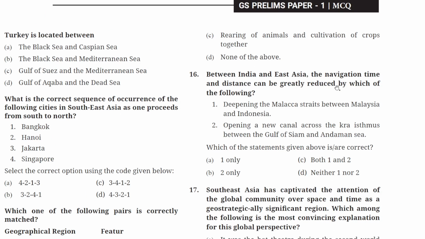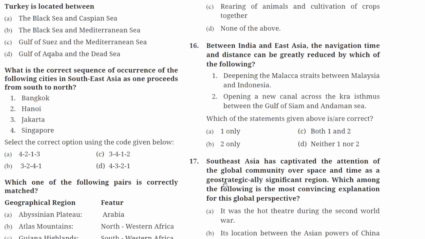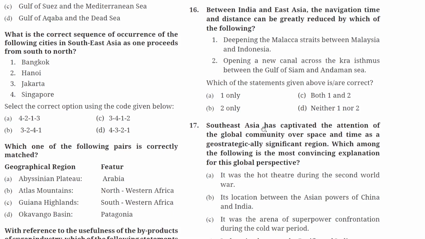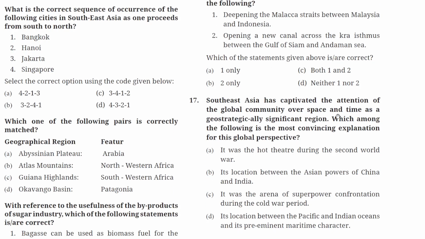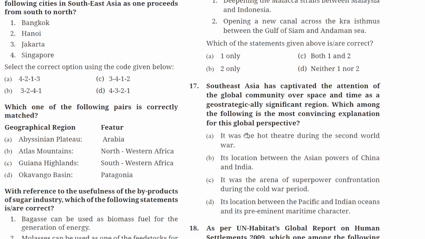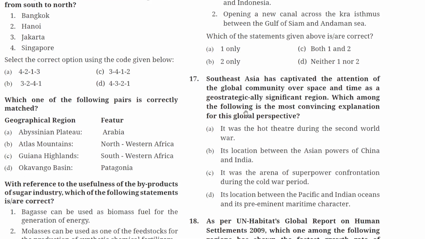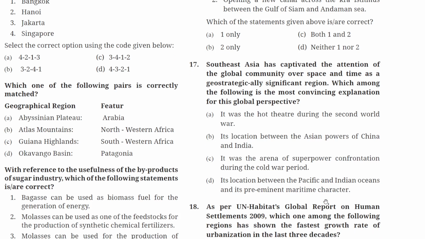Between India and East Asia, the navigation time and distance can be greatly reduced by which of the following? Between India and East Asia, navigation time can be decreased by the Kra Isthmus. So the answer is B, 2 only. Question number 17. Southeast Asia has captivated the attention of the global community over space and time as a geostrategically significant region. Which among the following is the most convincing explanation for this global perspective? This is a very easy question. It is the location between the Pacific and Indian Oceans and its preeminent maritime character.